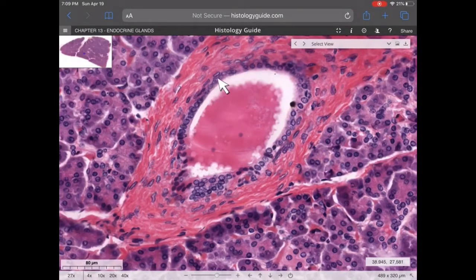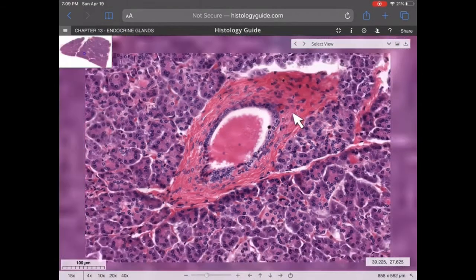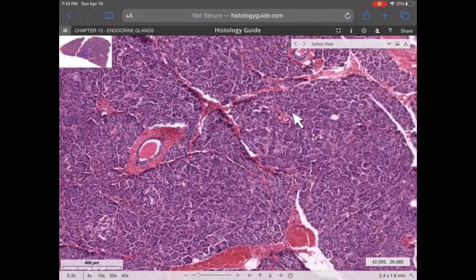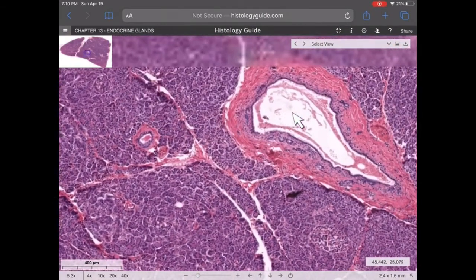And then how do I know it's not a blood vessel? Well, A, this does not look like red blood cells. It looks like some kind of colloid. And B, it doesn't have simple squamous epithelium lining it. It's got simple cuboidal, which is a classic epithelial type of ducts. So that's how I know. All right, so that's one small duct. Let's look at a big duct. Where were you? There it is.